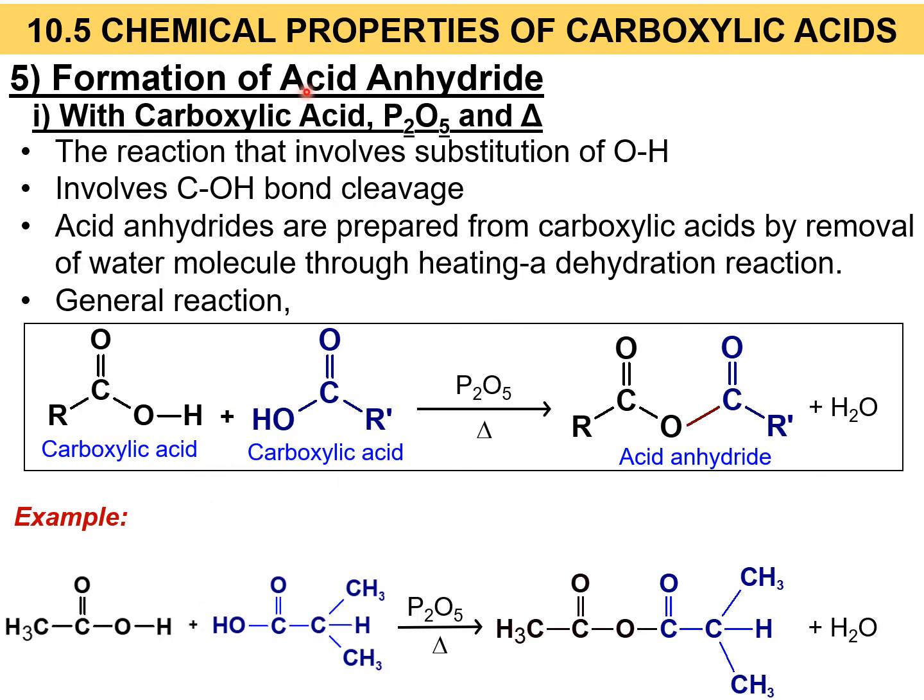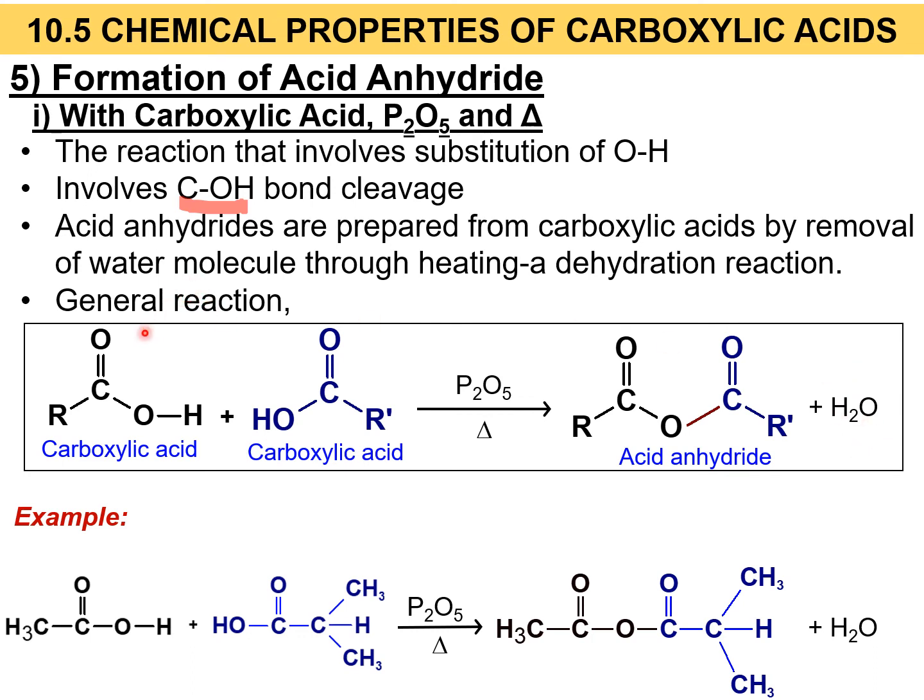The next chemical properties of carboxylic acids adalah formation of acid anhydride. Actually formation of acid anhydride ni ada dua cara. Yang pertama dengan kita reactkan carboxylic acids with P2O5 and also with condition heat. Kat sini kita akan libatkan COOH bond cleavage juga ya. Okay. Acid anhydrides ni can be prepared from carboxylic acids, another carboxylic acids lah, by removal of water molecule through a heating dehydration reaction. Okay. So that means kita akan menghasilkan side product H2O.